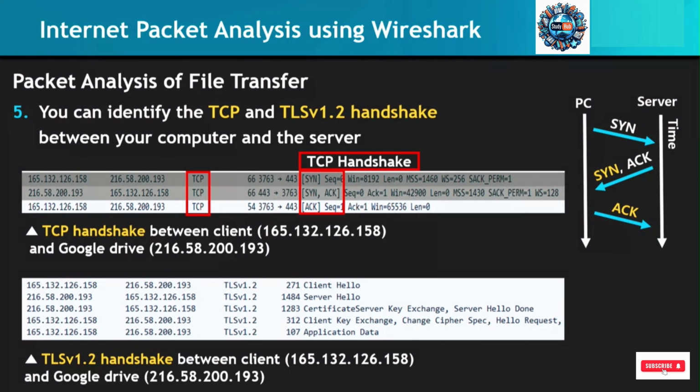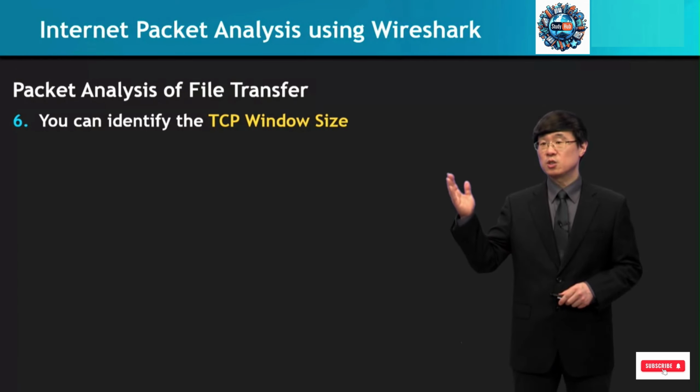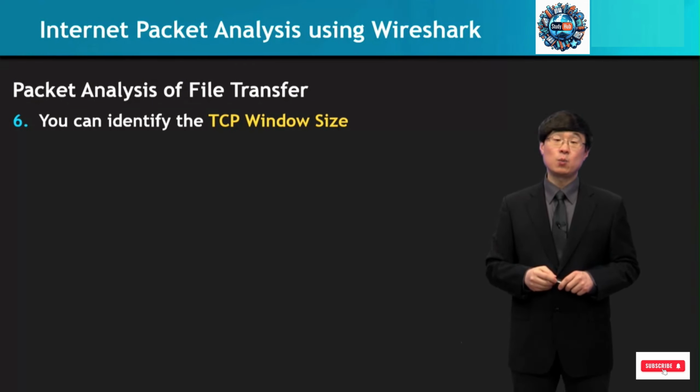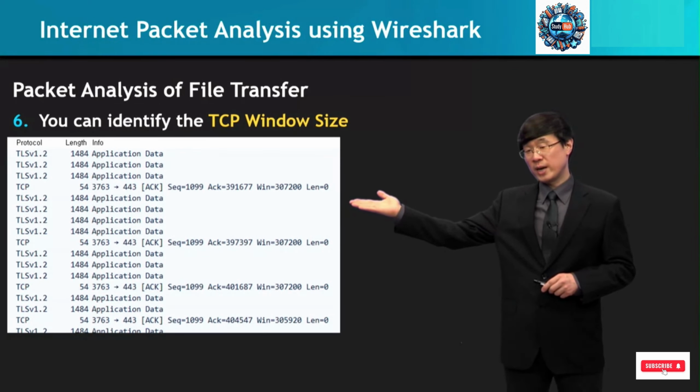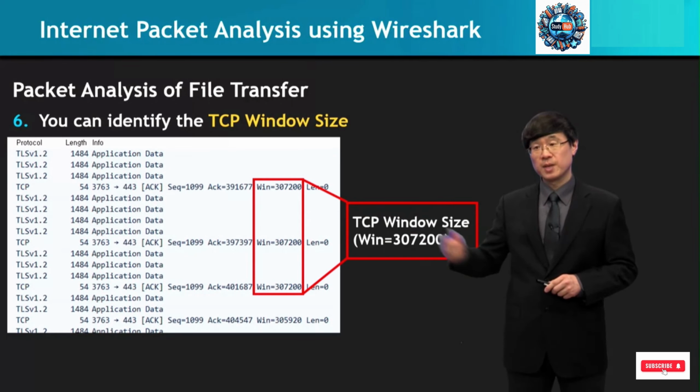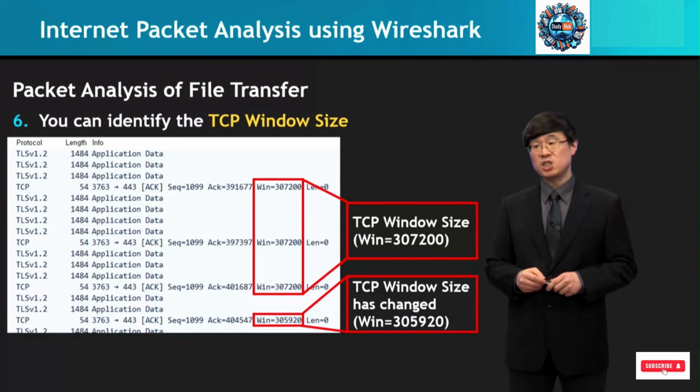In addition, you can look at the TLS handshake, which is included in here, where you see the TLS version 1.2 indicated. In addition, the handshake information shows up in this red box at the bottom. Now, you can see and identify the TCP window size. What this is like this. If you look into the Wireshark window right here, you can see the WIN information. And you can see the TCP window size is at 307200, but then you can see that it changes. It becomes slightly smaller, changing into 305920.